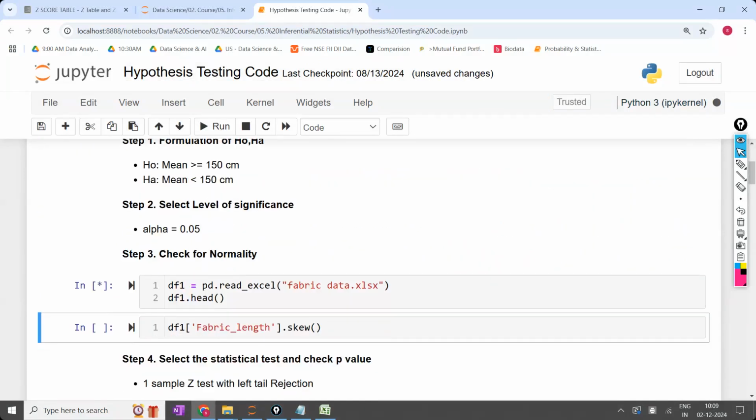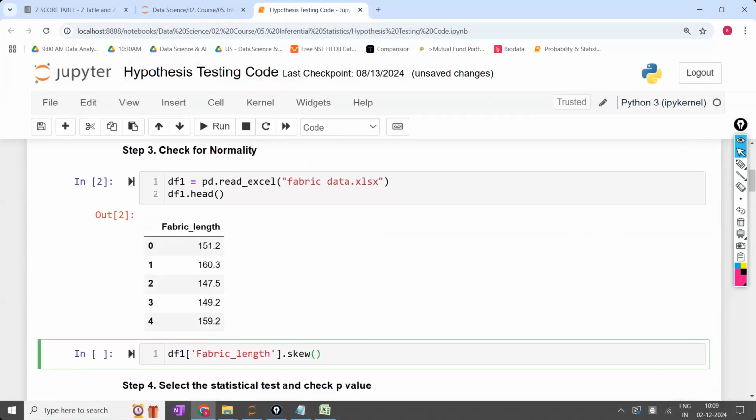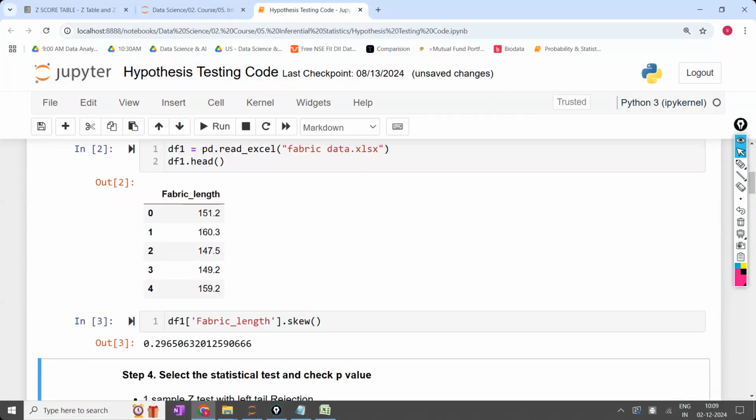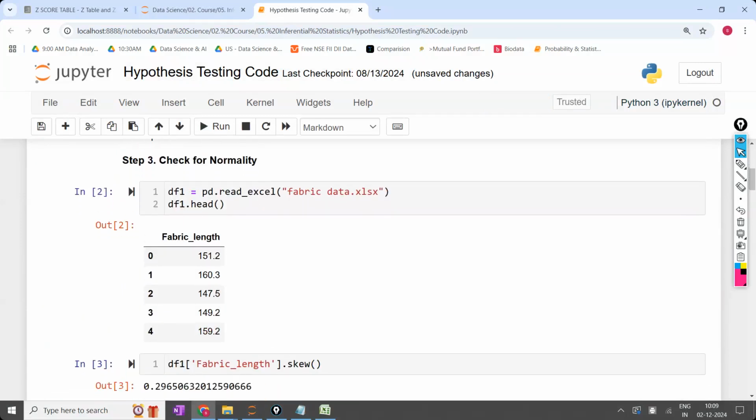After loading the data, to check whether it is normally distributed I'm going to check the skewness. If the skewness lies between -1 and +1, it is normally distributed. If it is not between -1 and +1, it is either left skewed or right skewed. Now in this case, it is normally distributed.